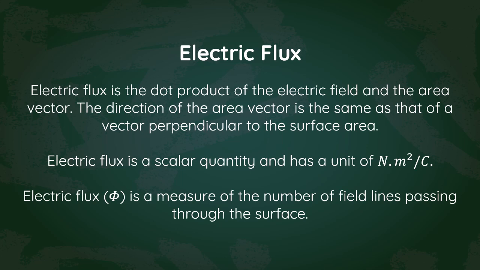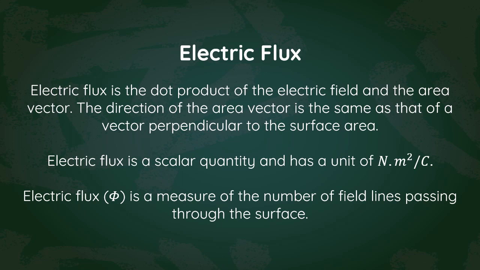We'll have an illustration on the next slide where we look into what an area vector is. Since electric flux is a dot product, it is a scalar quantity, and its SI unit is Newton meter squared per coulomb, from the units of electric field, which is Newton per coulomb, and a surface area, which is meter squared. Electric flux is represented by the Greek letter phi, which is a measure of the number of field lines passing through a surface. Again, electric flux is the dot product of electric field and the area vector.